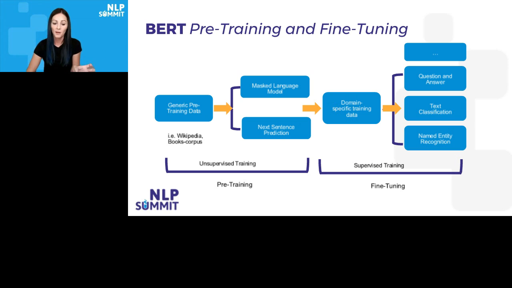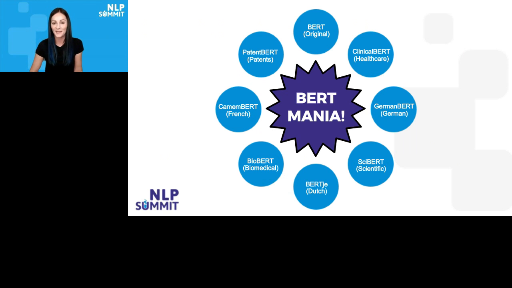And when you're taking a pre-trained model, you can actually start the next phase, which is fine-tuning that to your domain-specific data. And here it really depends on what you're training BERT on, whether it's question and answer, text classification, or named entity recognition, as just examples. And as I said, BERT really created this large collection of new models based on BERT that are domain-specific, like ClinicalBERT, focusing on healthcare, SciBERT, which is fine-tuned to scientific language, or specific language models like CamemBERT for French, German BERT for the German language, and a lot more.